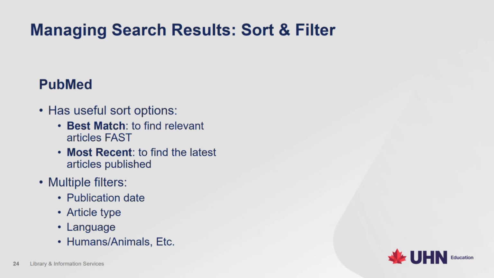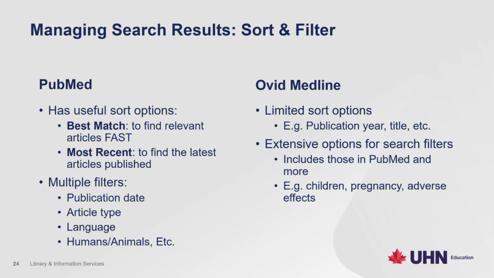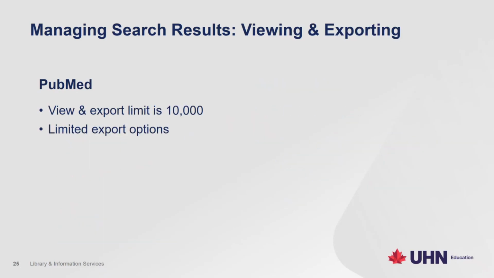You can also apply filters to limit your results. It has probably the most important ones, like the date, article type, for example, if you want to limit to a systematic review or a clinical trial, language, etc. In comparison, Ovid Medline has more limited sort options, but it does have a really wide selection of filters to choose from, including those in PubMed and more. For example, they have a filter for children, pregnancy, adverse effects.